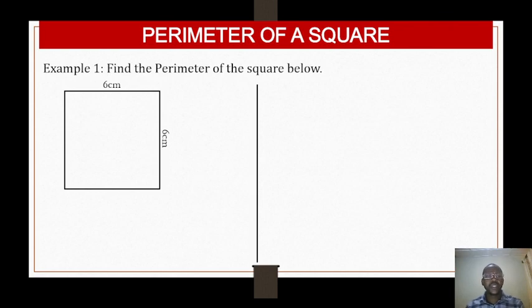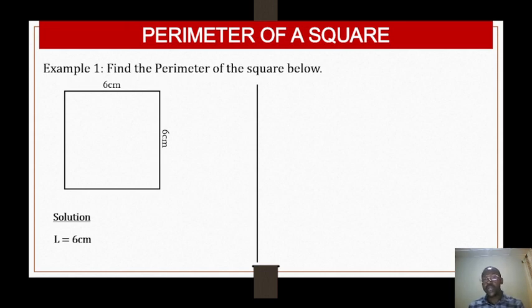The first example says we should find the perimeter of the square below. You can see that the only thing given here is the length of the side, which is 6 centimeters. For us to get started, the first thing we need to do is write out what is given. What is given is the length. L is equal to 6 centimeters.